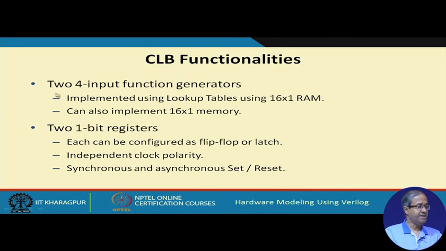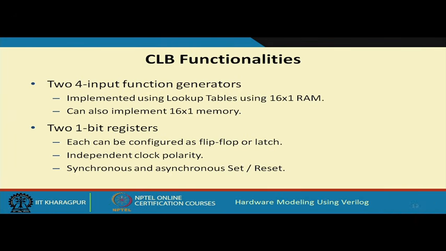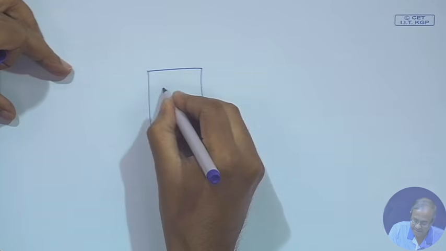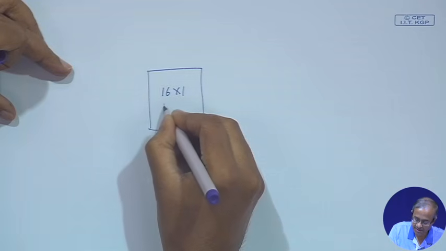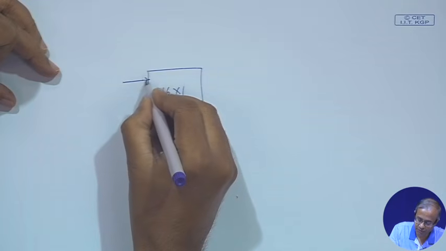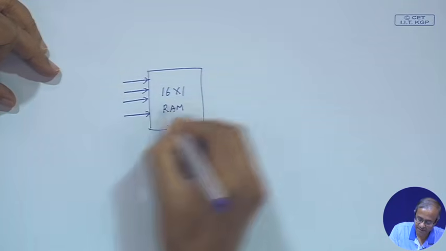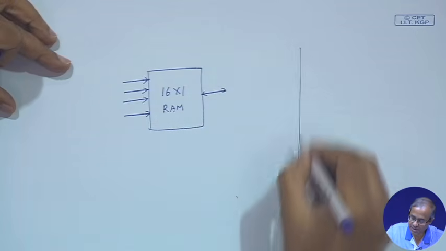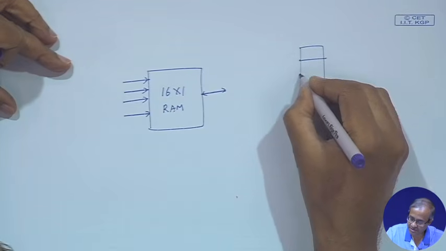So, CLB, as I said, there are 2 4 input function generators here, these 2. They are implemented using lookup table using 16/1 RAM. So, how is it done? Let us try to explain. Suppose I have a 16:1 memory RAM. There are 16 words, each containing 1 bit. So, there will be 4 address lines and there will be 1 data output or input, whatever you say. So, in this memory there will be 16 locations.